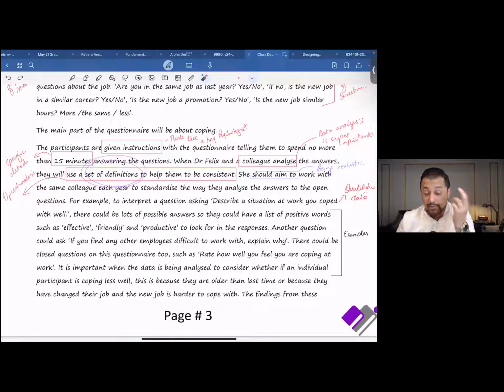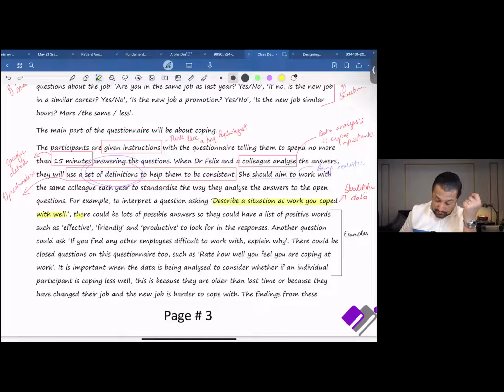And like I had mentioned a couple of minutes earlier, remember when I said it's easier to give meaning to quantitative data than it is to give meaning to qualitative data. So especially when you're collecting qualitative data, when you're describing a situation at work you coped with well, you should have definitions that are the same, so that both the coders, or both the colleagues, give the same meaning to what has been written. So, describe a situation at work you coped with well.